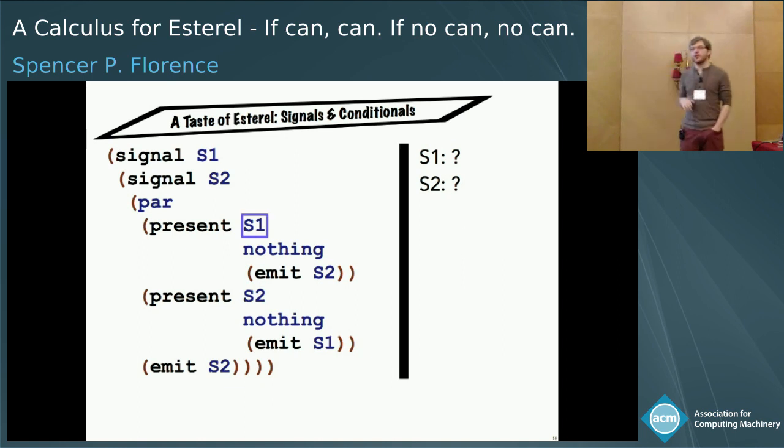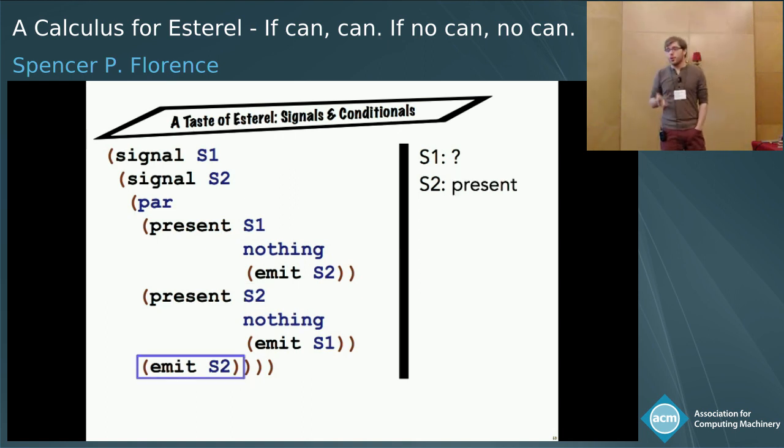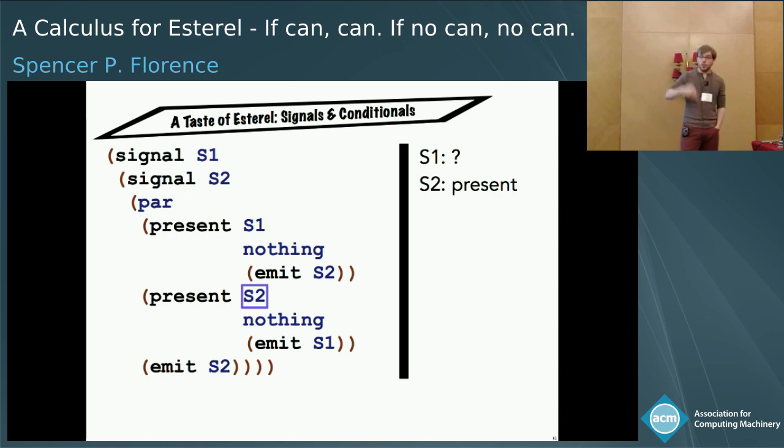Well, we can think about trying to run the first portion, but we don't know S1's value yet, and S1 might be emitted, so we can't do anything with this. And the same for the next portion. S2 might still be emitted, so we can't do anything with this. So now we can try to run the third portion, and we can emit S2. And now we can go back and deal with the second conditional. So we can look at this and say, OK, S2 is present. That means that we'll take the first branch and do nothing.